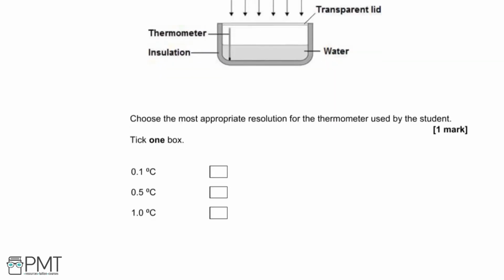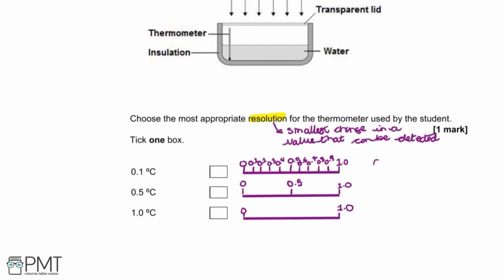Choose the most appropriate resolution for the thermometer used by the student. So resolution is the smallest change in a value that can be detected. A thermometer of resolution 0.1, 0.5 and 1 degrees would look like this. We know from the question that they're trying to find a temperature change of 0.6 degrees C. On both the thermometers with a 0.5 degree Celsius resolution and a 1 degree Celsius resolution, you cannot exactly measure 0.6 degrees C, so they would not be appropriate. So the most appropriate resolution would be 0.1 degrees C.